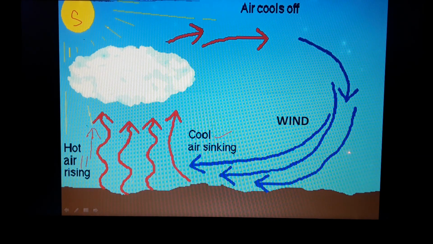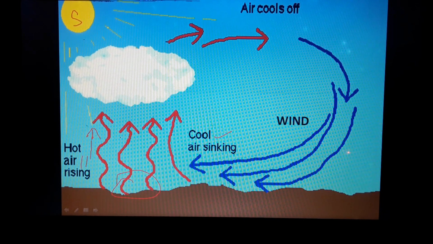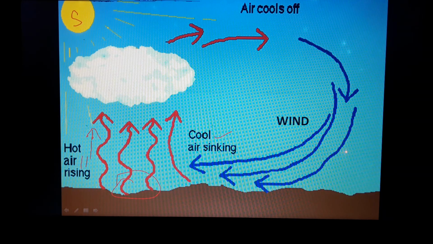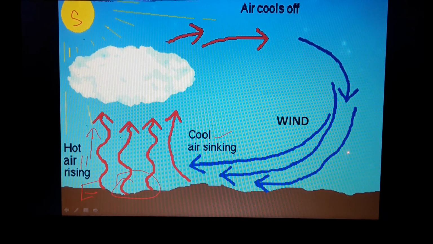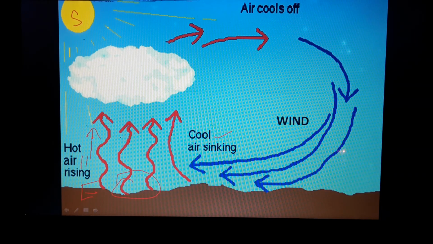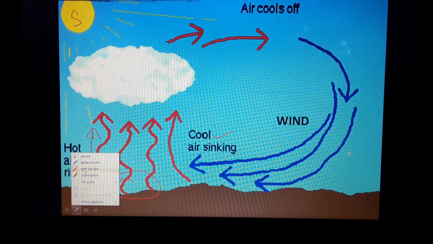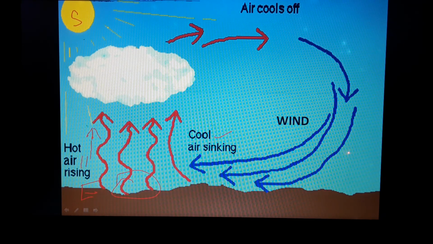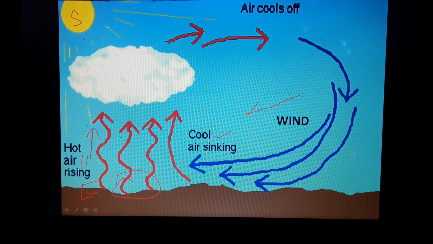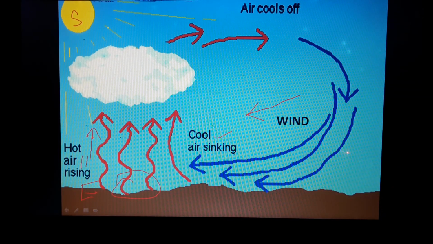This space here, or from wherever the air is rising, it becomes empty. As soon as this place becomes empty, the cold air that is here in the surrounding part rushes in to fill the part where there was hot air. So the cold air rushes in to fill in the part where there was hot air.